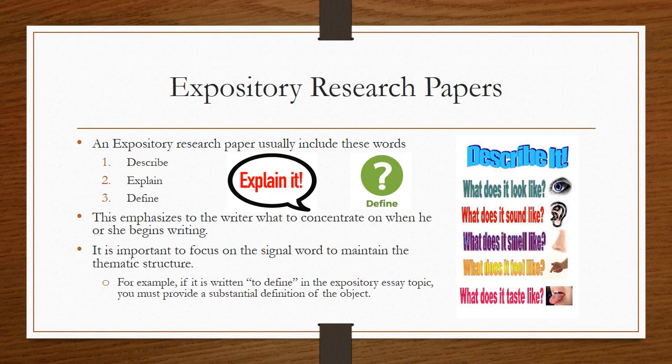So, expository research papers usually include the following words: describe, explain, and define. This emphasizes to the writer what to concentrate on when he or she begins writing. It is important to focus on that signal word to maintain the thematic structure. For example, if it is written to define in the expository essay topic, you must provide a substantial definition of the object. So let's talk about what it means to find somebody beautiful.